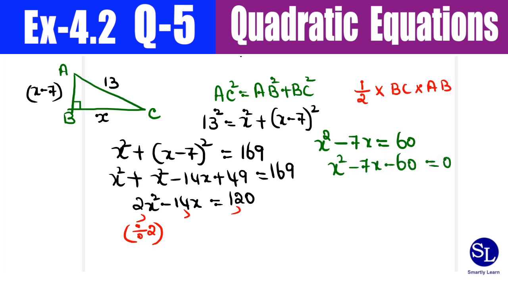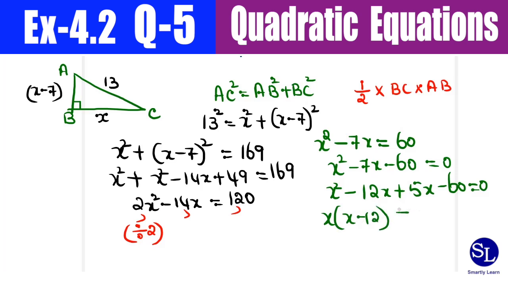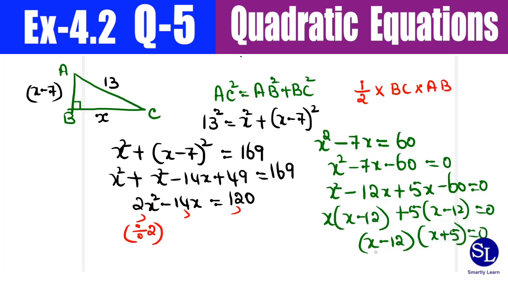Now if I reorganize this, this is going to be x squared minus 7x minus 60 is equal to 0. So now let's see, I have to have a product that is going to be minus 60, and the sum has to be minus 7. So x squared minus 12x plus 5x minus 60 is equal to 0. So x into x minus 12 plus 5 into x minus 12 is equal to 0. x minus 12 into x plus 5 is equal to 0. So the values of x that you can possibly have are going to be 12, minus 5.